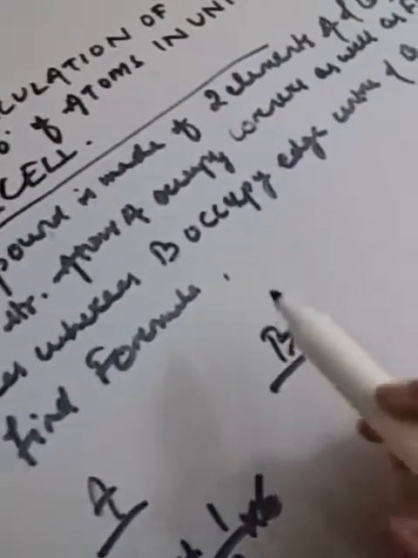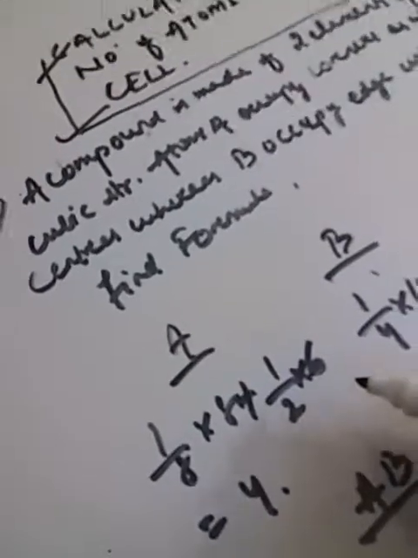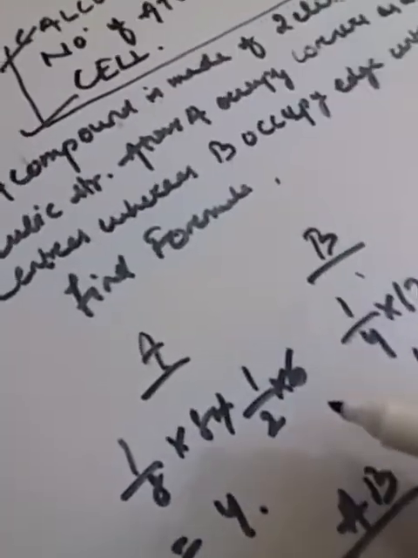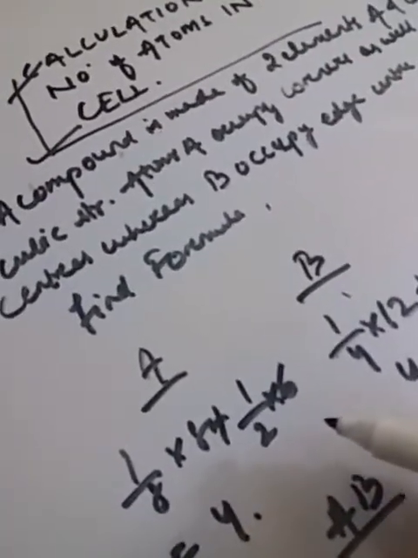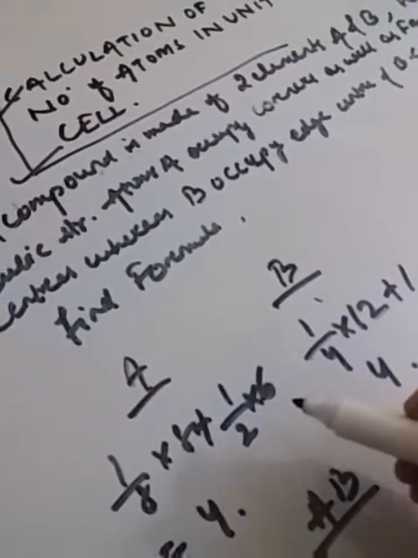Whereas B occupy edge centers and the body center. Edge center contributes 1 by 4 into 12, and the body center is 1, as you know there is only one body center. So here it is also 4. So the formula will be AB, as A is to B is 1 is to 1. Very simple, isn't it? I hope you would be getting these questions. Do more of it, solve more, and see if you can do it or not. If you can't, then please do mention in the comment box and I will try to solve it.